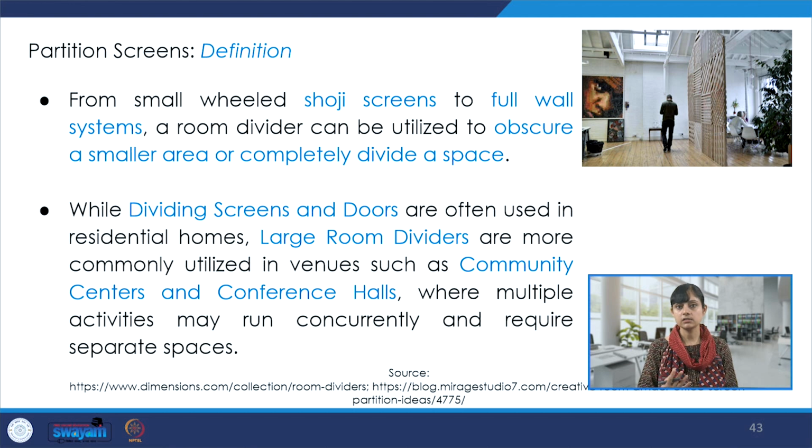And while dividing screens and doors, they are used quite often in residential homes. They may also be used in conference halls and community centers, etc. And they do create spaces for multiple activities.